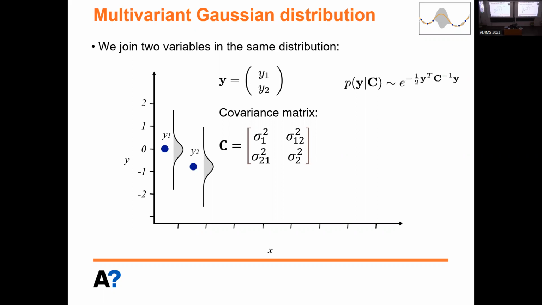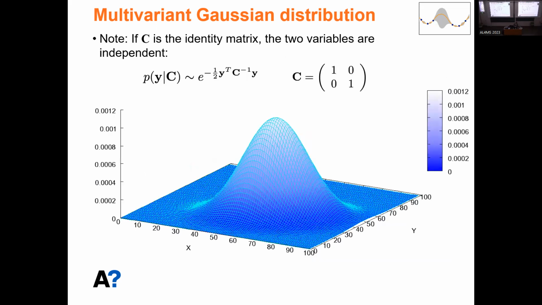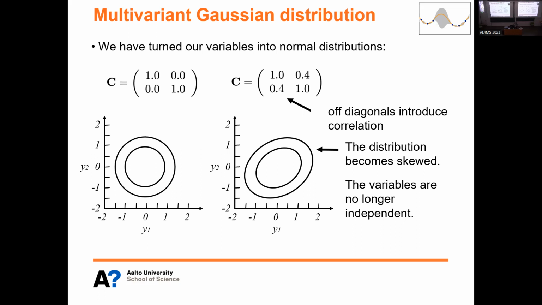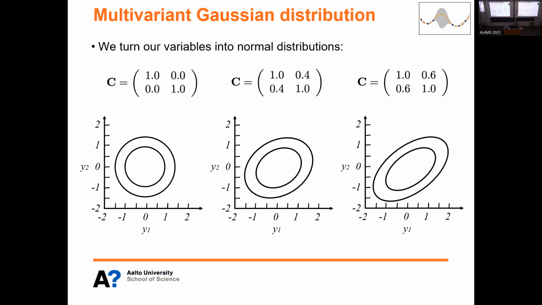Basically we have the variance of those two variables alone on the diagonal, and then we have the covariance of how they are connected together. If those two variables are fully independent, then the covariance matrix will look like this here. If you are looking at the 2D Gaussian distribution from the top, it looks like this. And if you make those two variables correlated, then the distribution becomes more and more skewed.